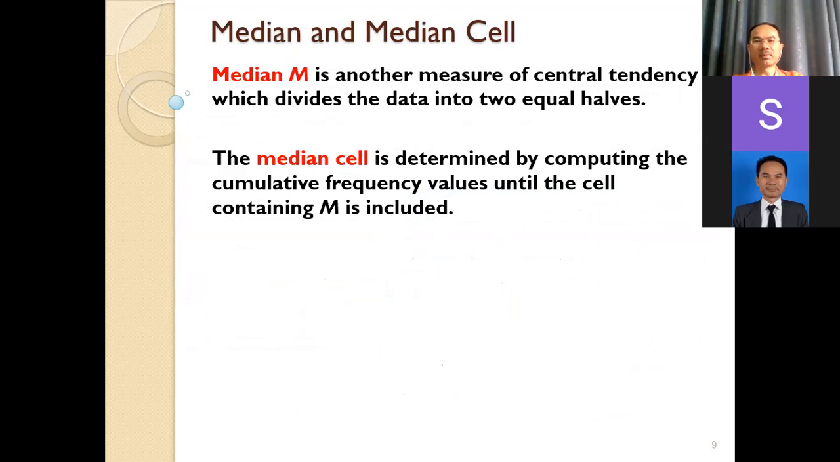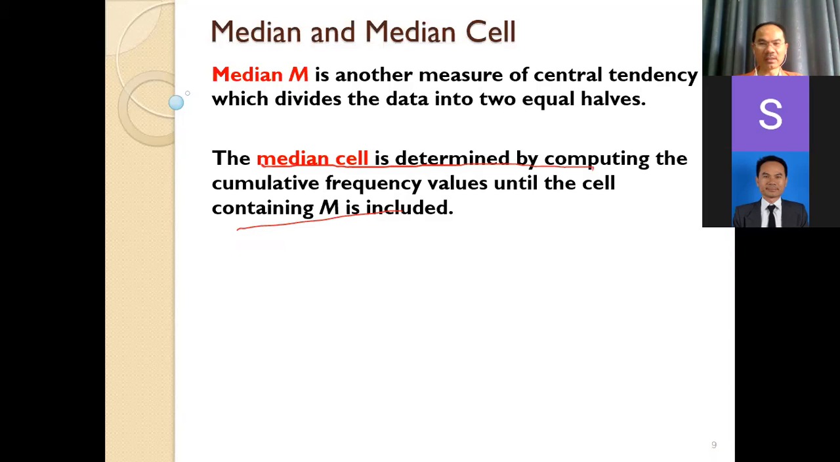Okay. What is the median? The median is the data that separates the data equally. It should be the middle point, the middle data, or the center data. Right? For the group data, it should be the median cell. That's right, the median cell. Compute the cumulative frequency. You have to summarize the frequency.